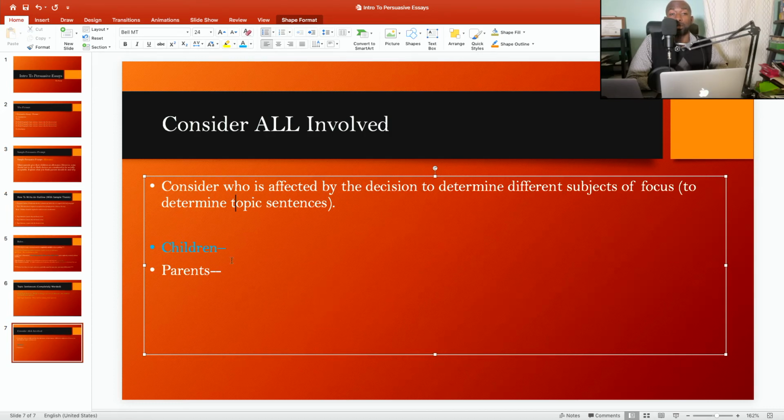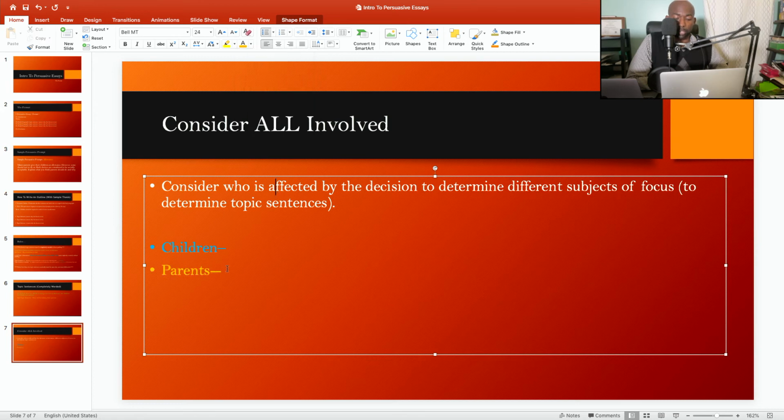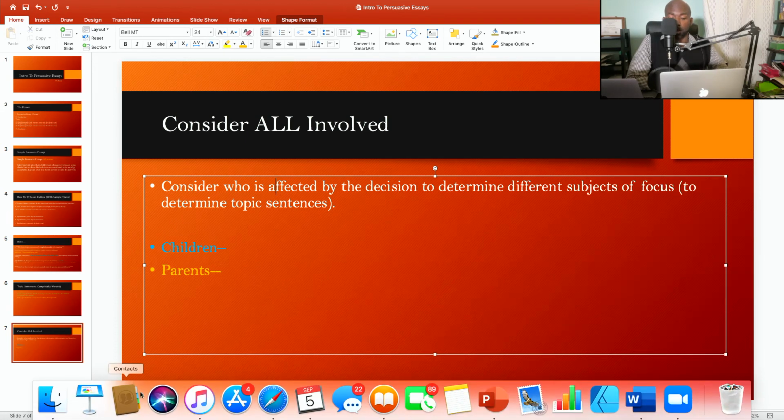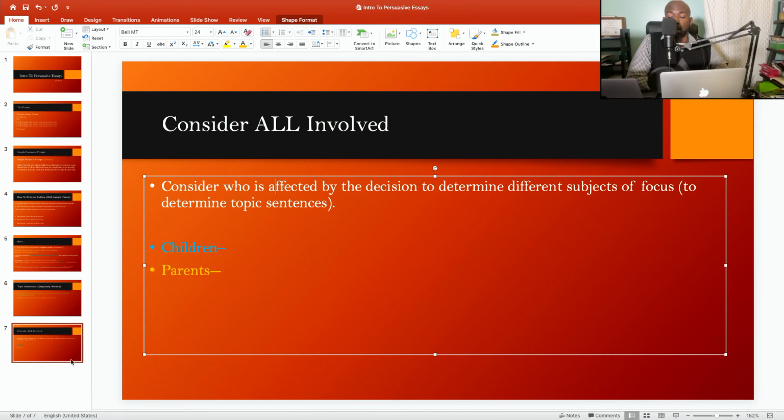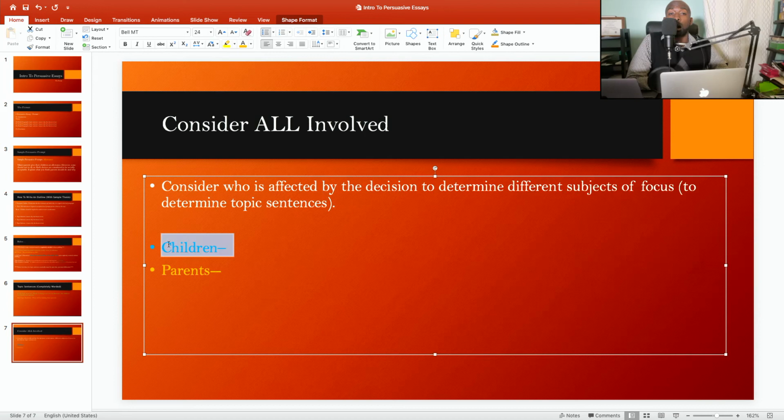But then I would ask you, okay, well, are the children the only ones affected by that decision? And then you would tell me no. You would say the parents are also affected by the choice of whether or not children get an allowance. So that allows me two different subjects to focus on right there. Okay, I can write one topic sentence or a couple topic sentences, if I can think of them, about the children. And then I can write more about the parents if I want to. So just keeping that in mind.